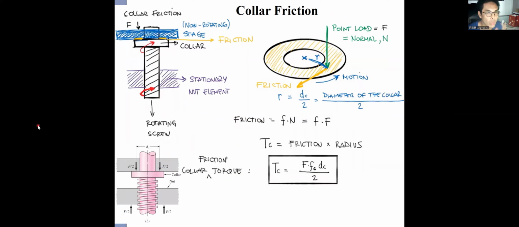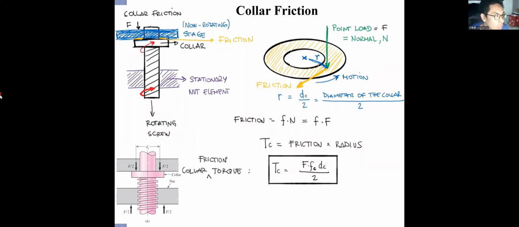So in the general case, we have to take into account the collar friction. That means for this power screw, one end must be fixed in a non-rotating stage, and the screw must have the collar in contact with this non-rotating stage. And in this interface, the friction must be there.